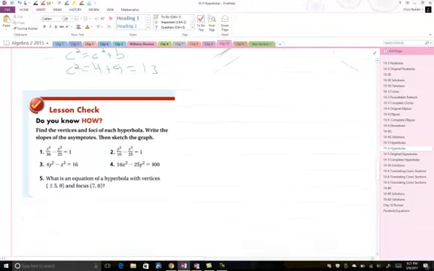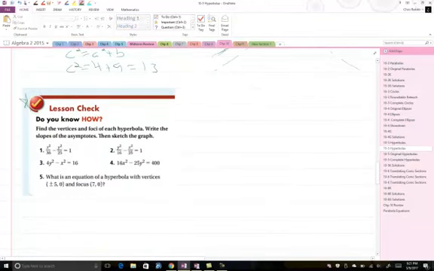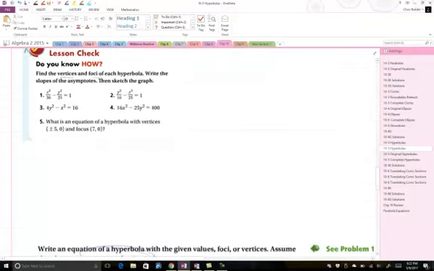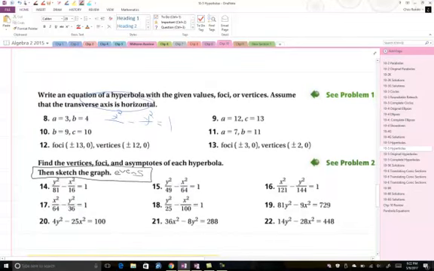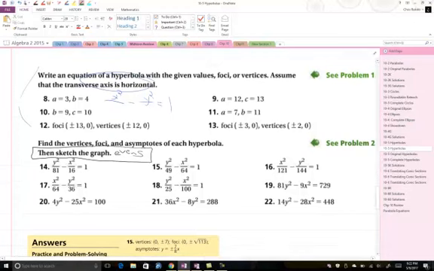All right, little lesson check. And check those out. Vertices, foci of each hyperbola. And then just a little bit of homework here. We're going to do everything in the first section and then just evens of the bottom. We do want to sketch a graph. That's where we're going to do just the evens.